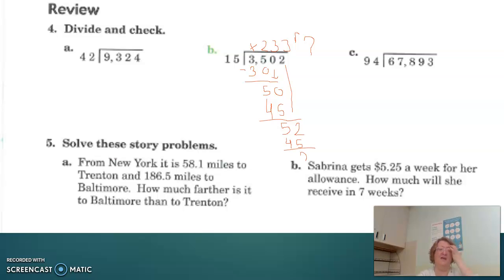Now, story problem A. From New York, it is 58.1 miles to Trenton and 186.5 miles to Baltimore. How much farther is it to Baltimore than to Trenton? Okay, so if we're trying to figure out how much farther, sorry about the squiggly line, ladies, what would our process be? Yes, we're going to subtract. So I want everyone to take those 2 problems, take the subtrahend and the minuend, and subtract.